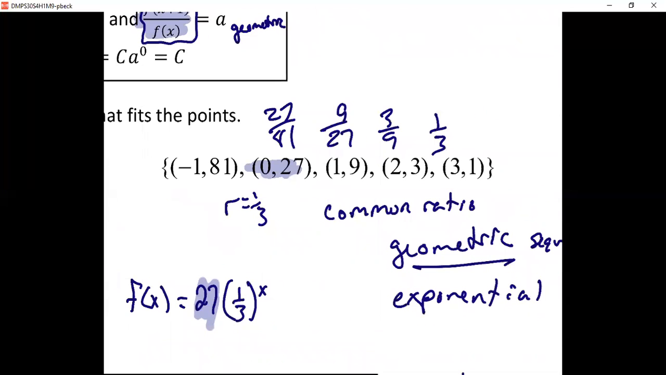Now, if we look at this problem, we look to see what the common difference is. This difference is -54. This difference is -18. This difference is -6. So we definitely do not have a common difference or a common rate of change. What we do have is a common ratio, and I have that highlighted up here. If we take the ratio of any one of these terms divided by the previous term, we get that common ratio of 1/3. The common ratio of 1/3 is the base of our exponential function, also known as a geometric sequence if we have this in sequence form. And the leading coefficient, that c value, is going to be our y-intercept, so 27.